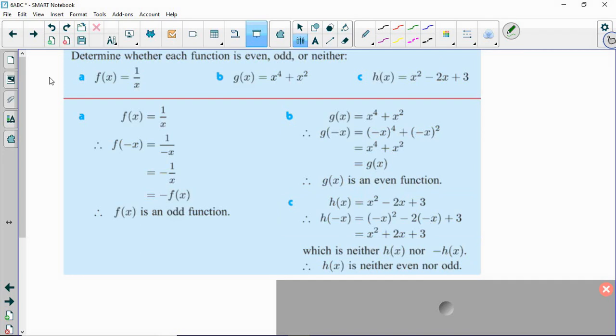Hey, before we move on, try to come up with a function that's defined for all values of x and is both even and odd. You might consider this algebraically or geometrically.